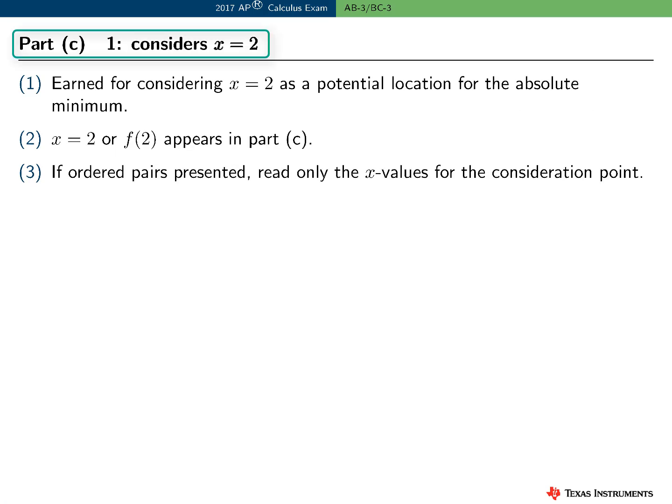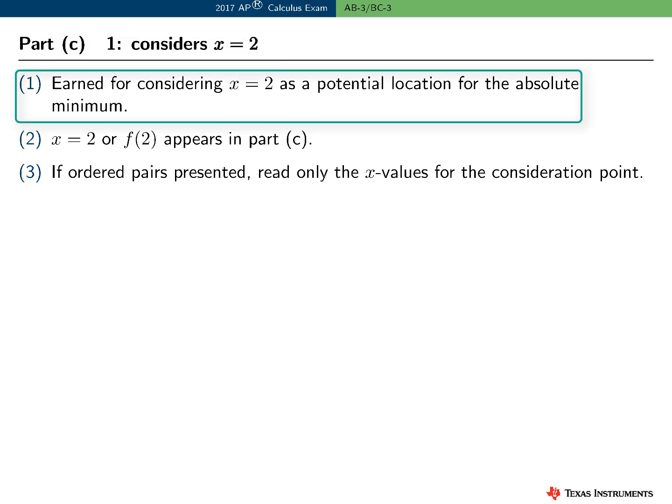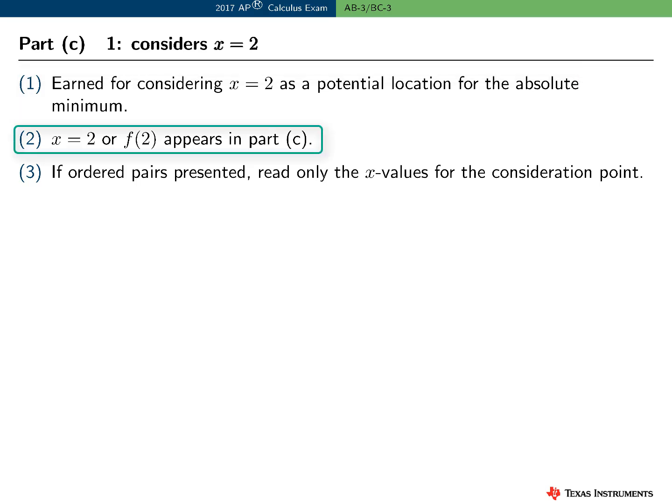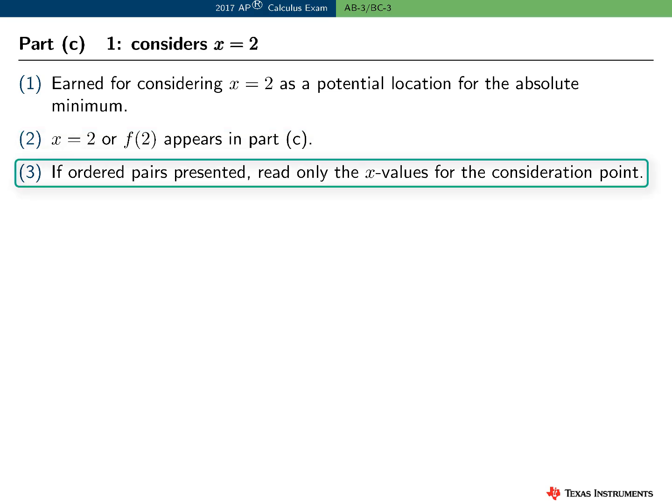Part C was worth 2 points, and the first point was a conceptual point for considering x equal 2. It was earned bluntly for considering x equal 2 as a potential location for the absolute minimum value. If x equal 2 or f of 2 appeared in Part C, the student would earn this point. And if ordered pairs were used or presented, we would read only the x values for this consideration point.